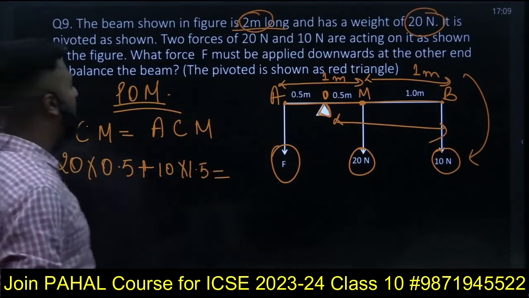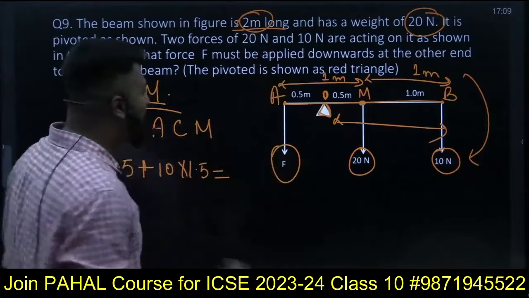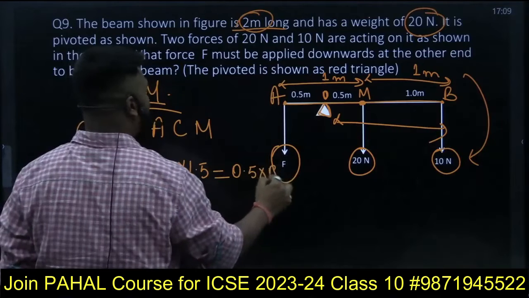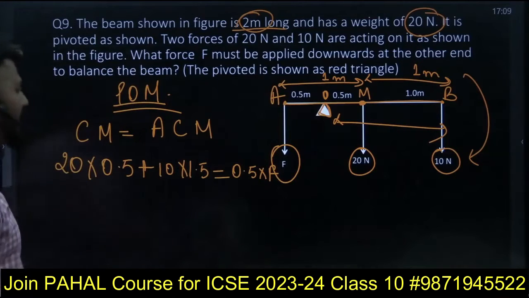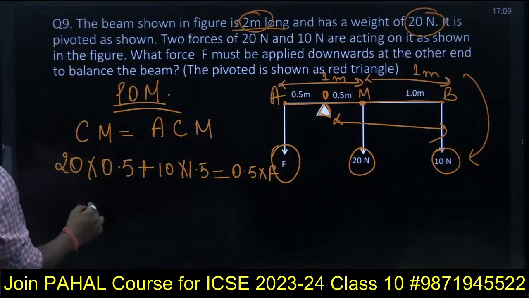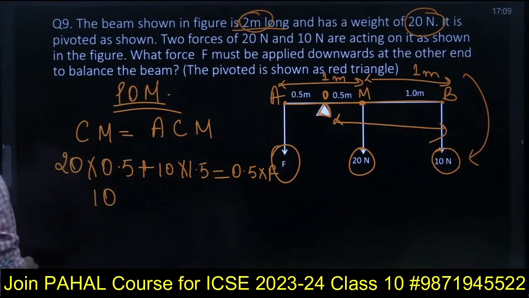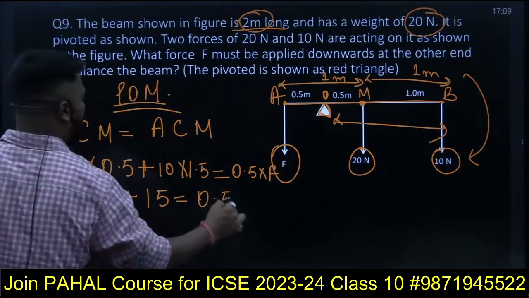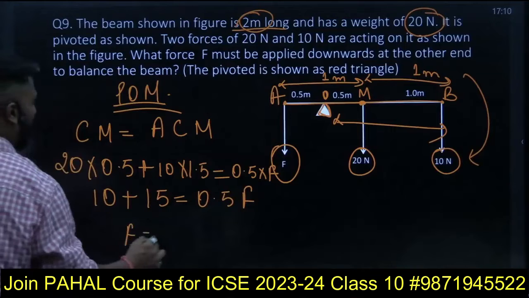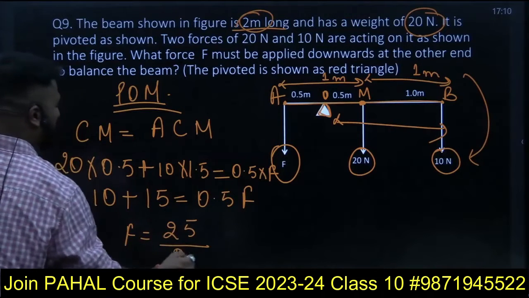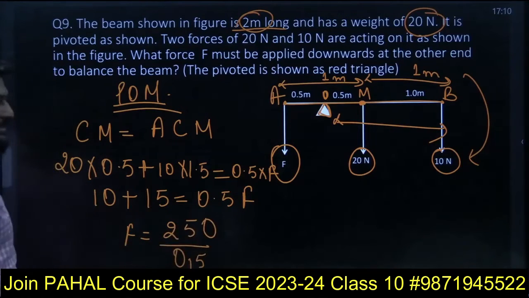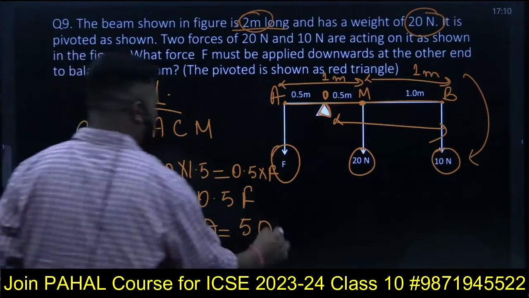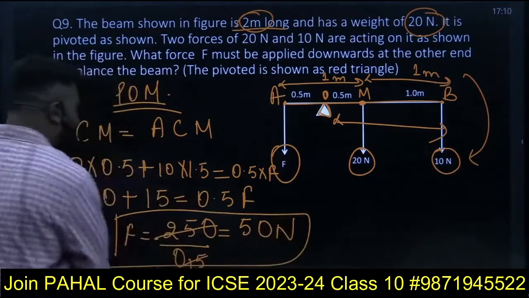This is equal to the anti-clockwise moment. The anti-clockwise moment would be equal to what? The distance is 0.5 and the weight we don't know. We are using F as the symbol. Now we have to find the value of F. So 20 into 0.5 will become 10, plus 15, is equal to 0.5 into F. So F would be equal to 25 upon 0.5. Removing the decimal and applying a 0, 50 times 5 is 250. So the force F would be equal to 50 newtons.